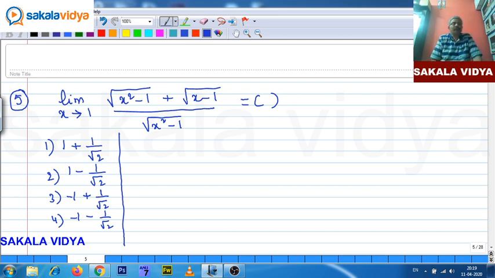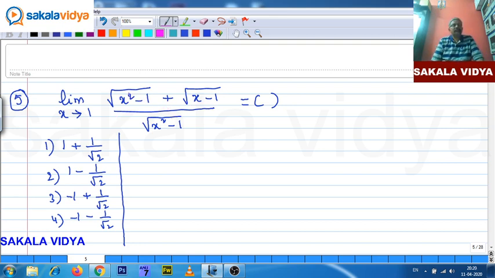So, now let me read the question once again. Limit x tends to 1, root of x square minus 1 plus root of x minus 1, this is x minus 1, upon root of x square minus 1 equals to. If you put x is equal to 1, this is 0 by 0 form. Even if you apply L'Hospital's rule, you will get the answer.